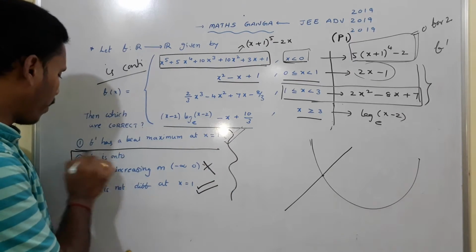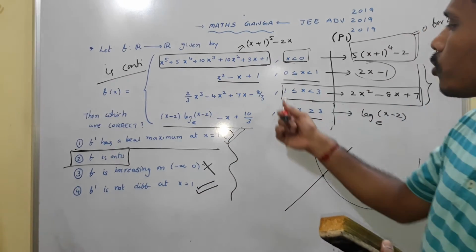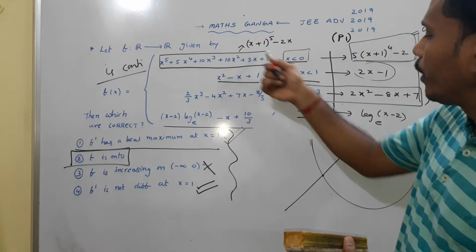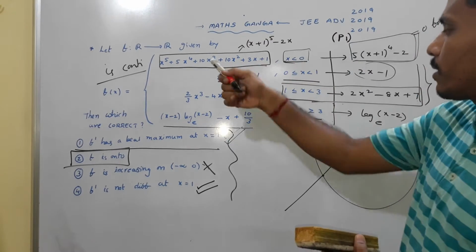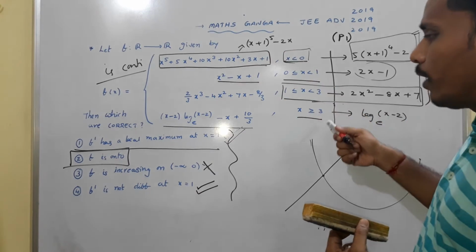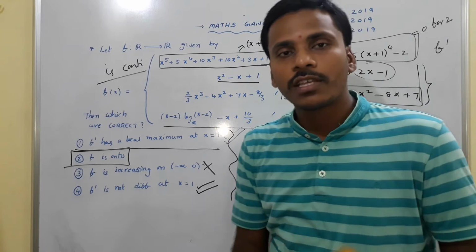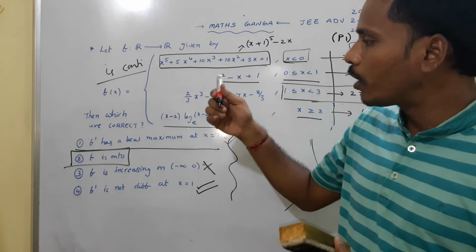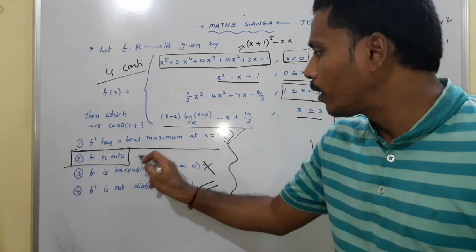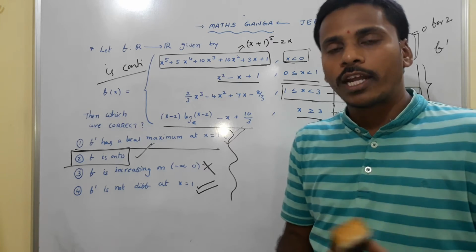Then the remaining option is whether f is onto or not. Clearly, the function is defined from minus infinity to plus infinity. This is for x less than 0, this is for x greater than 3. So from minus infinity to infinity, the function is defined. So it is clear that f is an onto function. So for this problem, your correct options are option 1, option 2, option 4, and option 3 is not a correct choice.